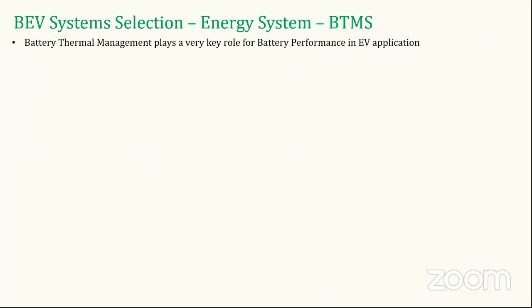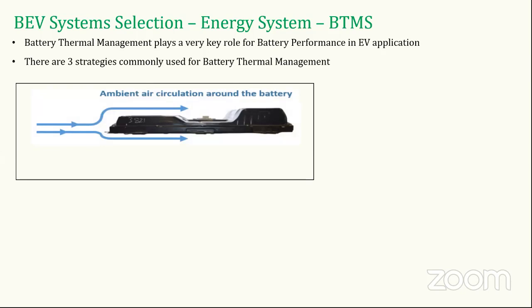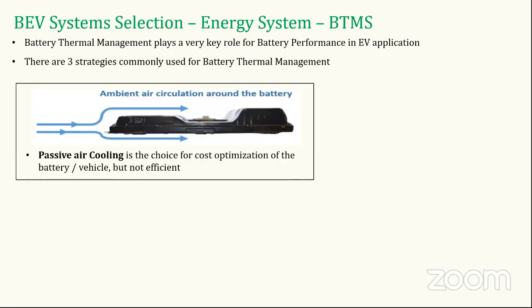Since the battery performance directly depends on the operating temperature, battery thermal management plays a very key role in EV applications. There are three strategies commonly used for battery thermal management. The first type is passive cooling, where ambient air circulation is deployed around the battery. This is the choice for cost optimization of the battery or the vehicle, but it is not considered an efficient method of cooling.